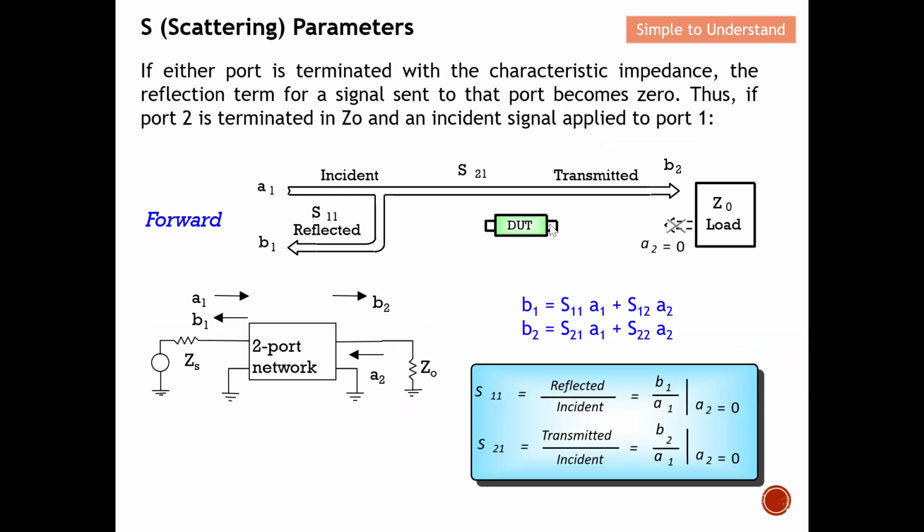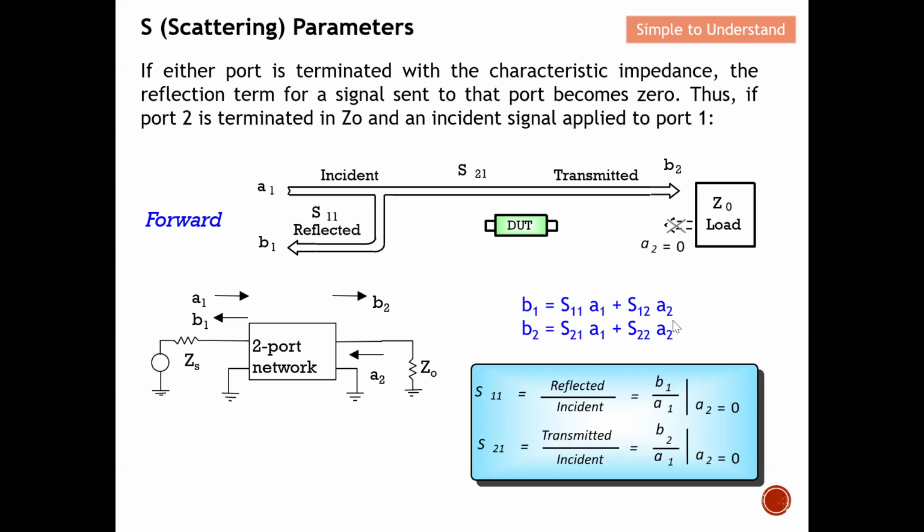So basically this is the second objective that I want to achieve for this video. If either port is terminated with the characteristic impedance, the reflected term for a signal sent to that port becomes zero. Thus, if port 2 is terminated in Z0 and an incident signal is applied to port 1... let's not dwell so much on these sentences here, but let me explain. Let me come to this equation first.